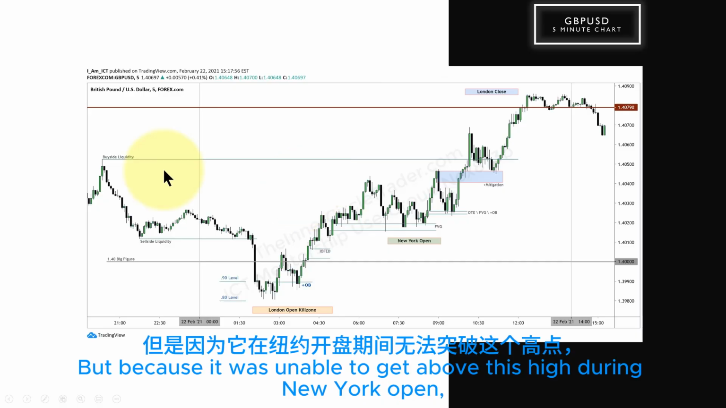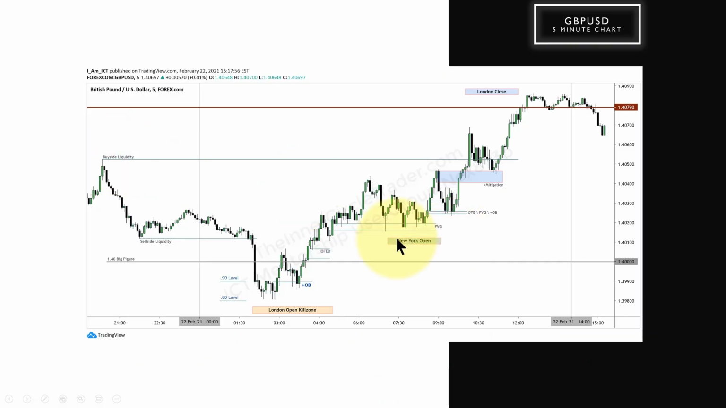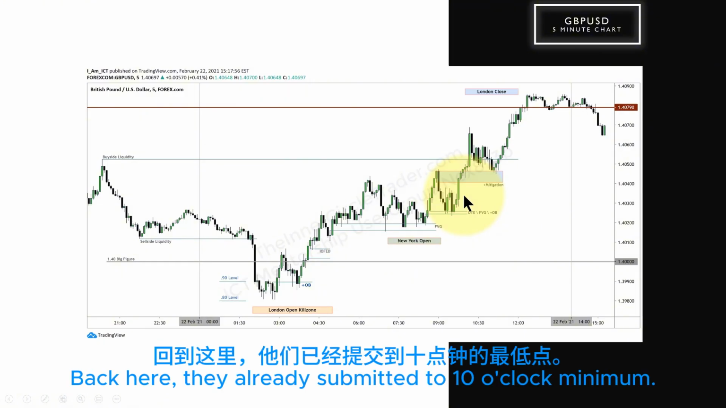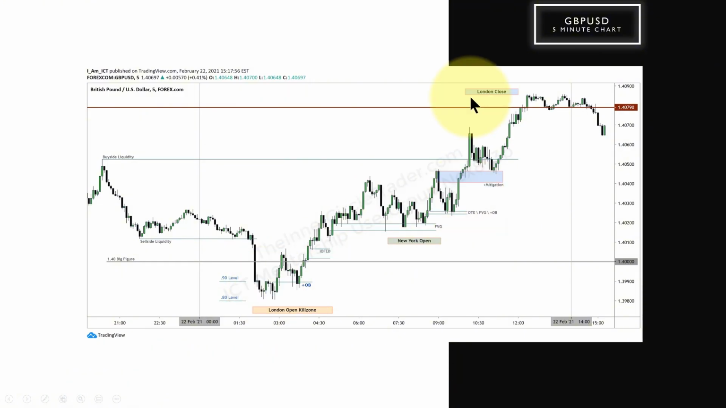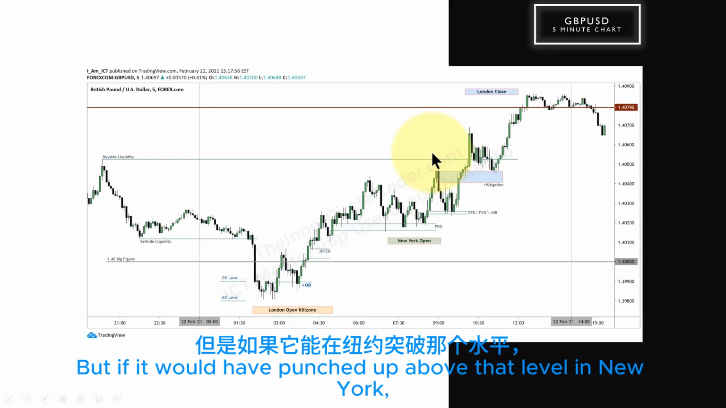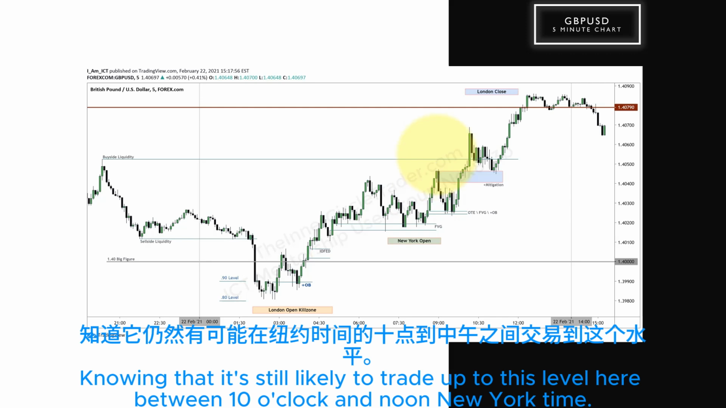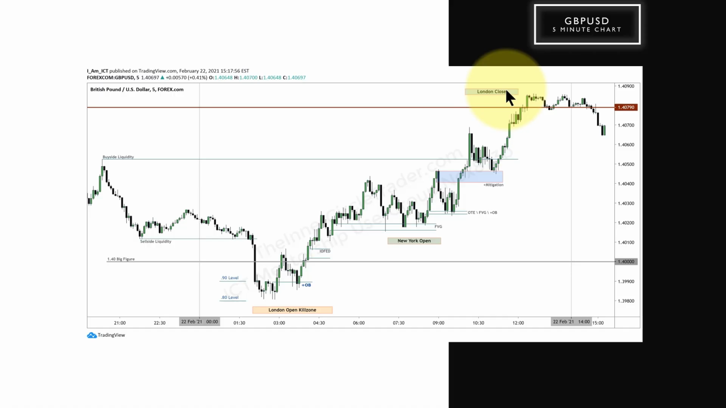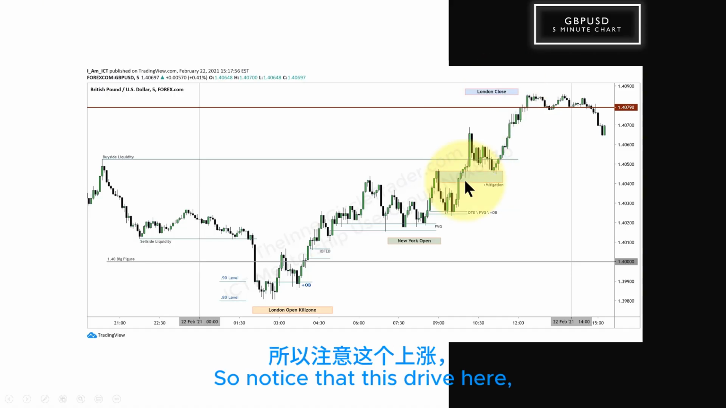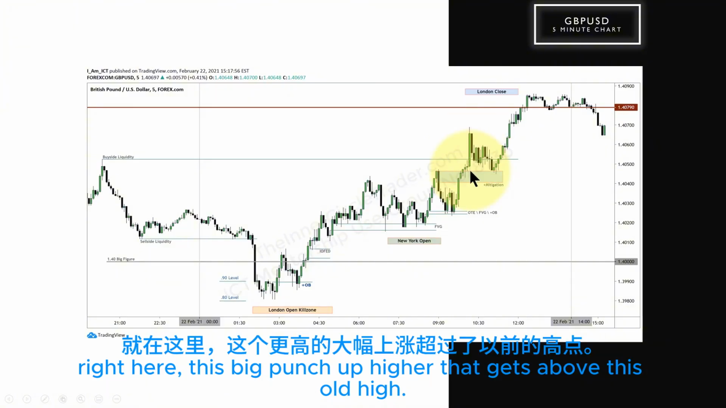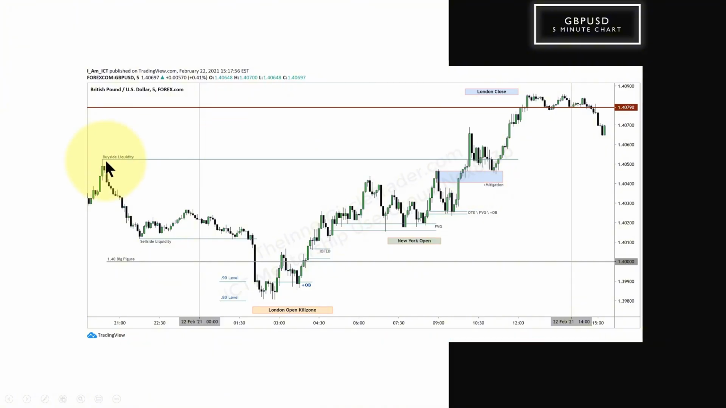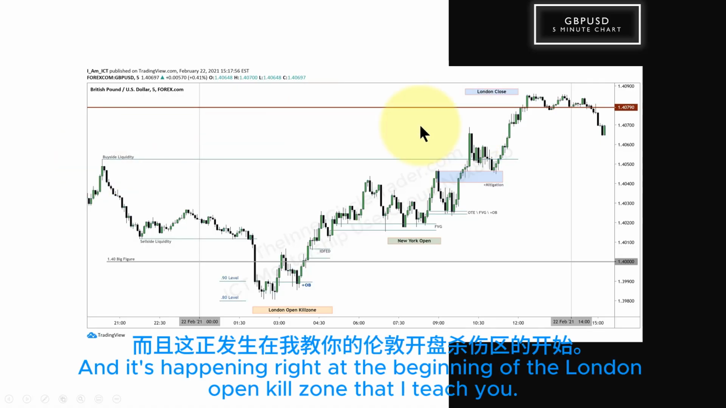But because it was unable to get above this high during New York Open, they're waiting back here. They already submitted to 10 o'clock minimum. But if it would have punched up above that level in New York, it would have been 40 to 50% taken off, knowing that it's still likely to trade up to this level here between 10 o'clock and noon New York time. So notice that this drive here, this big punch up higher that gets above this old high, that's them running the stops that sit above this old high. And it's happening right at the beginning of the London Open Kill Zone that I teach you.